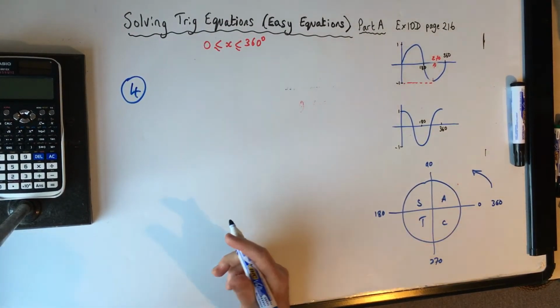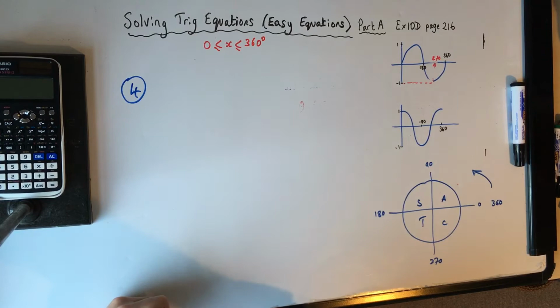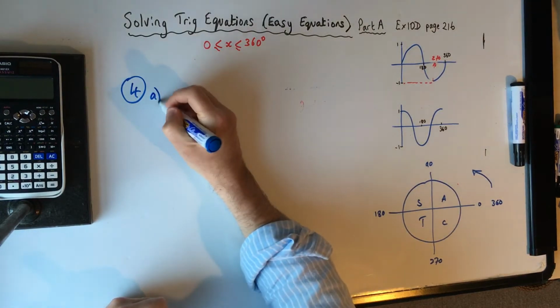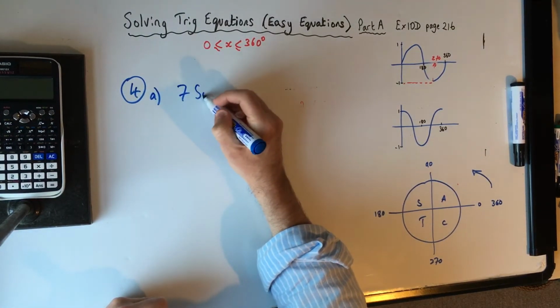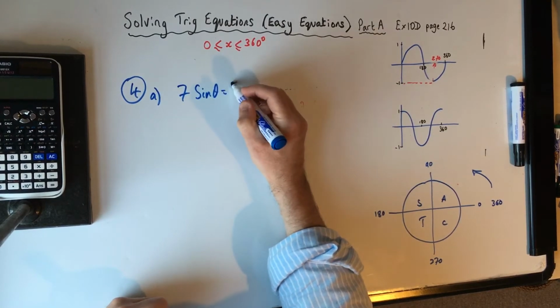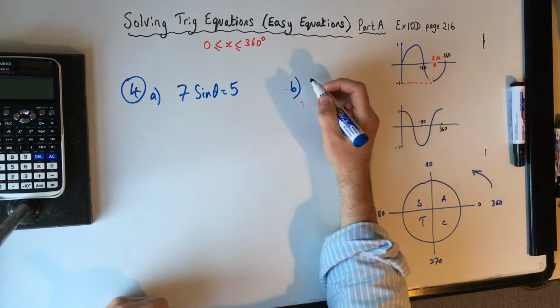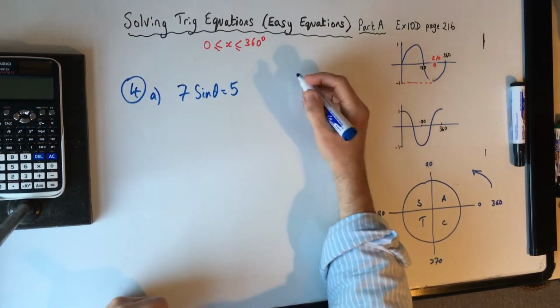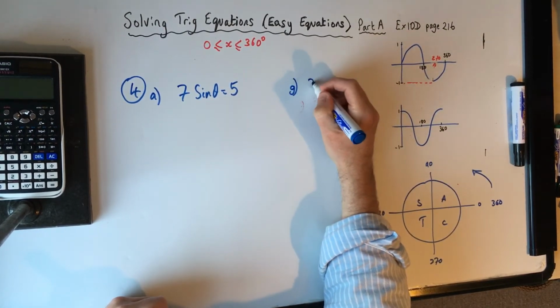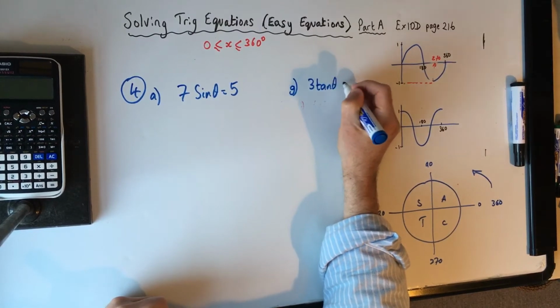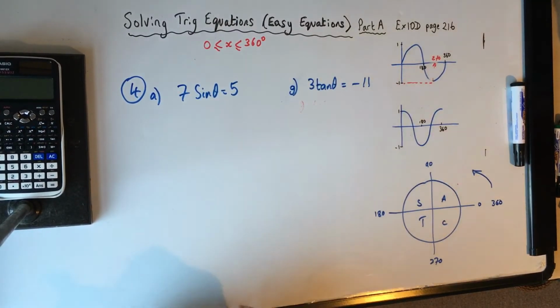Two more from 2 questions. I'm going to go with 4A, which is 7 sine theta is equal to 5. And if you want to have a go at these first, just put it on pause. And I'm not going to go with B, I'm going to go with G, which is 3 tan theta is equal to minus 11. So I'm going to solve those two.